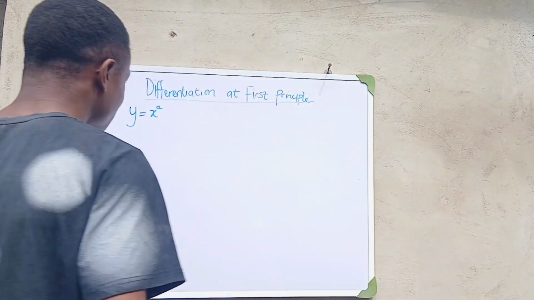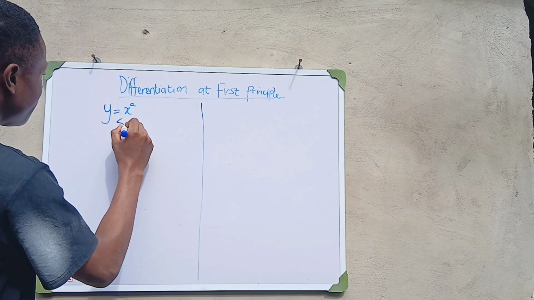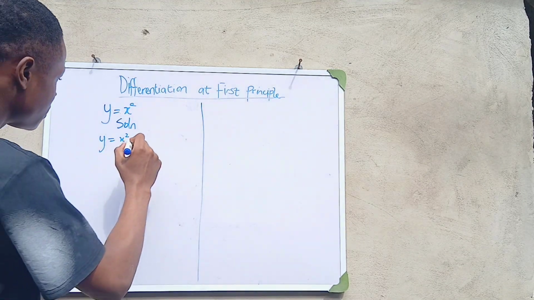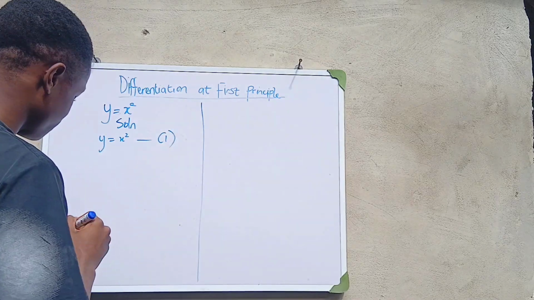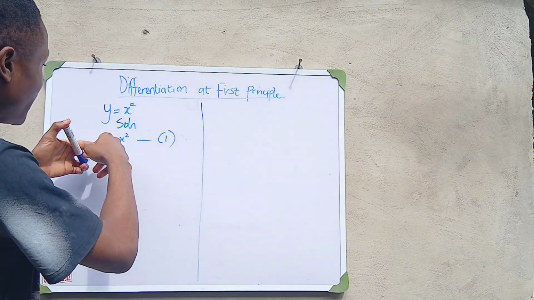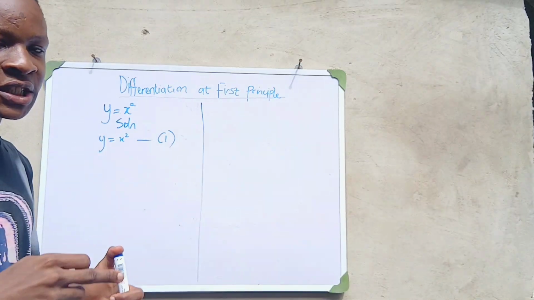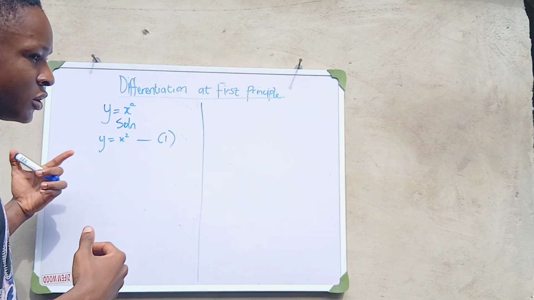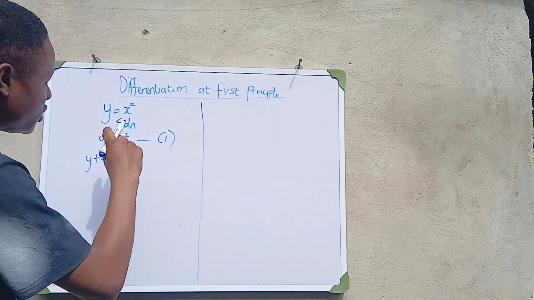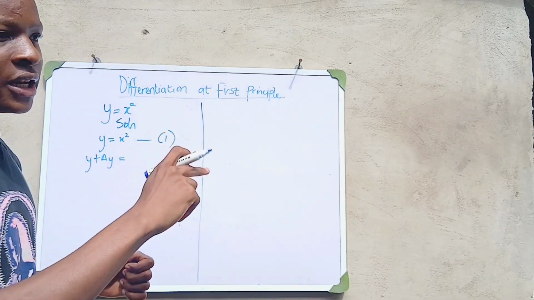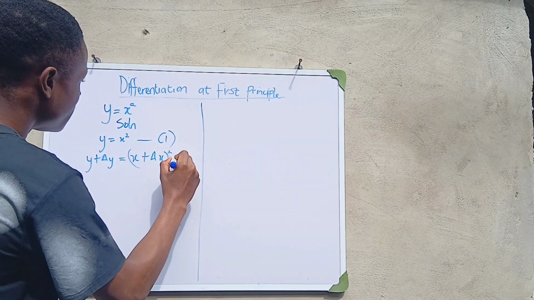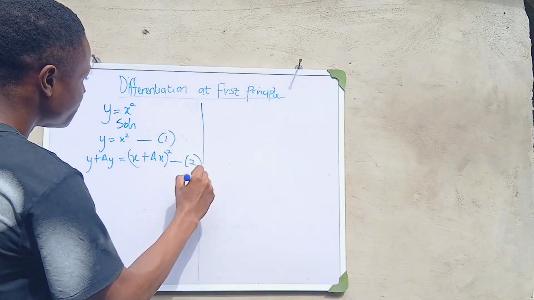So to differentiate this at first principle, we have y is equal to x squared. So let's call this equation 1. Next thing we are going to do is we have to substitute y for y plus change in y, or substitute x for x plus change in x. So we have x plus change in x all squared. So we can call this equation 2.